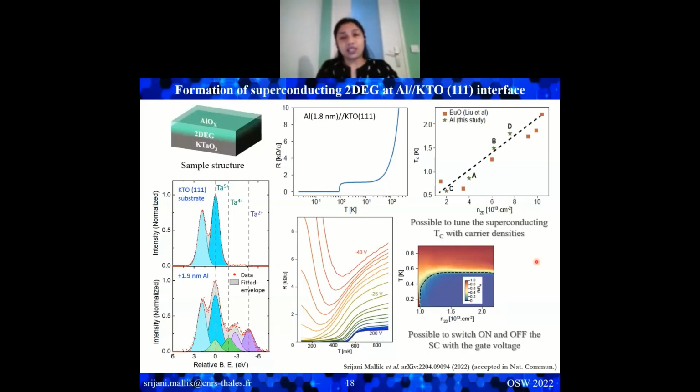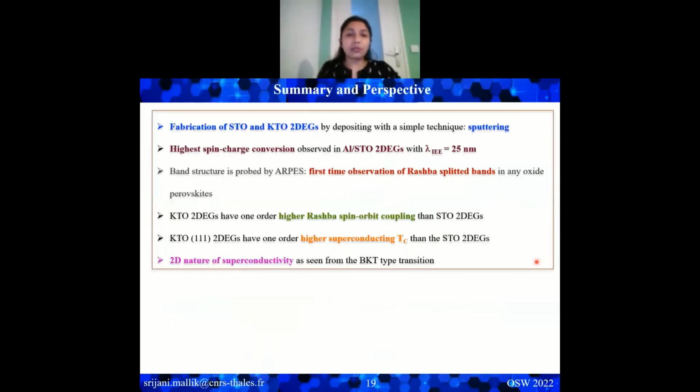We did other measurements in this work to understand the nature of the superconductivity, but I will not go into the detail. So with this, I would like to summarize my work, saying that it was quite easy to fabricate 2DEGs with STO and KTO using a simple technique such as sputtering, and we achieved very high spin to charge conversion with aluminium STO 2DEGs. And also for the first time we observed the Rashba split bands using RPS.